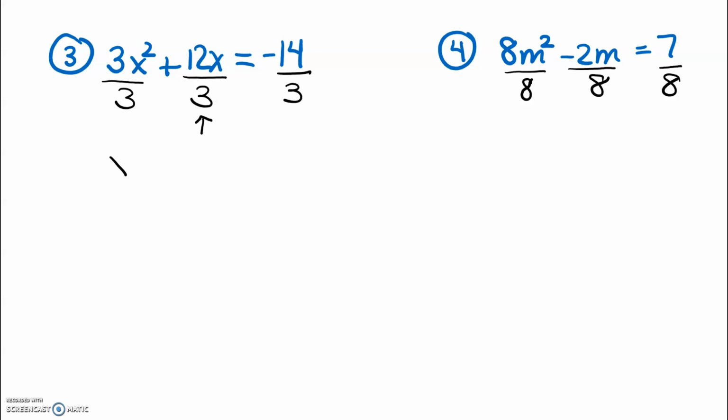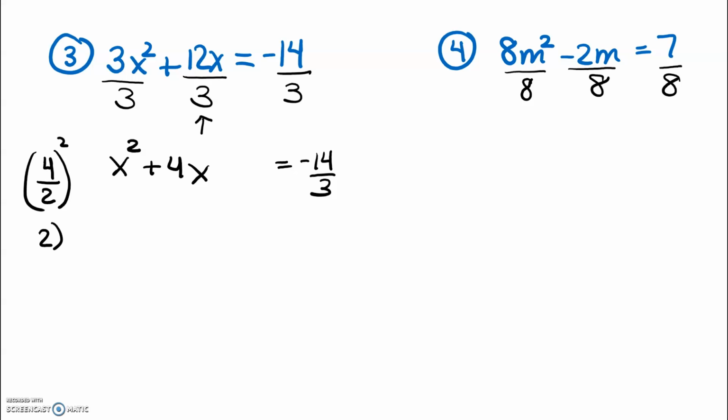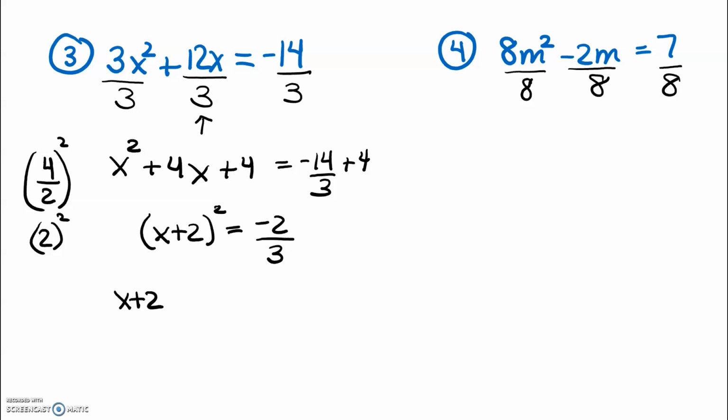So let's solve number 3. We get x squared plus 4x equals negative 14 thirds. And when I complete the square, I'm going to take that 4, divide it by 2 and square it. So I get 2 squared, so I am going to add 4 to both sides. So when I factor, I get x plus 2 squared equals, that's going to be negative 2 thirds. When I take the square root, I get x plus 2. I cannot forget the plus or minus.